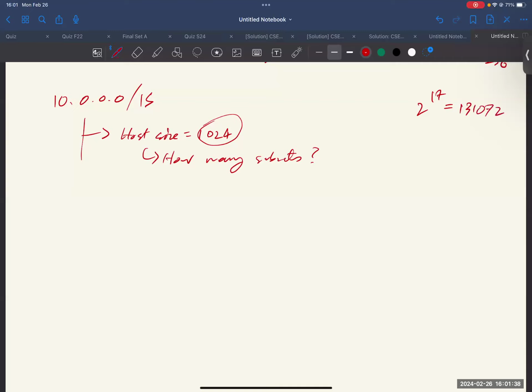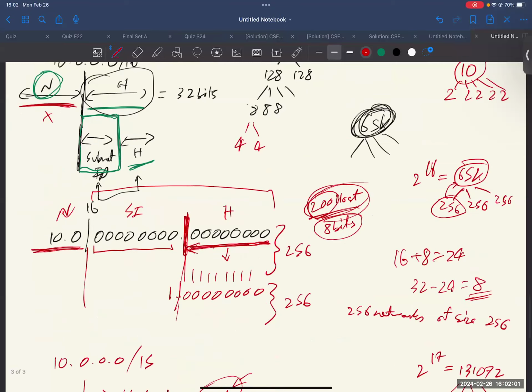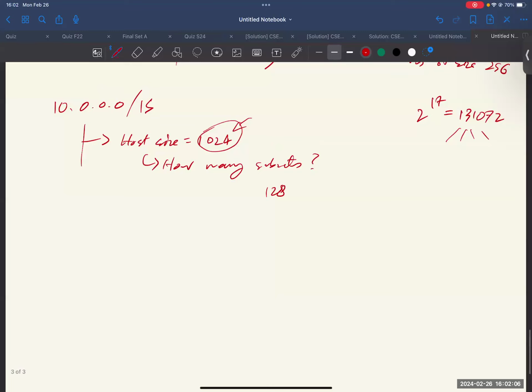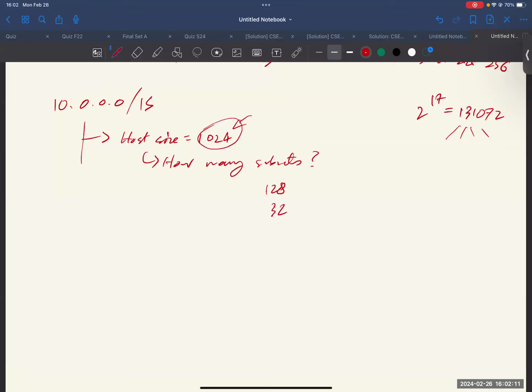131072. I have these many IP addresses, and I want to divide them into subnets that can carry 1024 hosts. How many subnets can I make? So 128. Okay, one answer came to be 128. Yes, sir, 128. Any other answers? 32. Another one said 32.